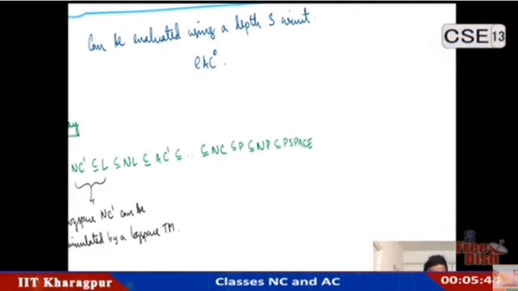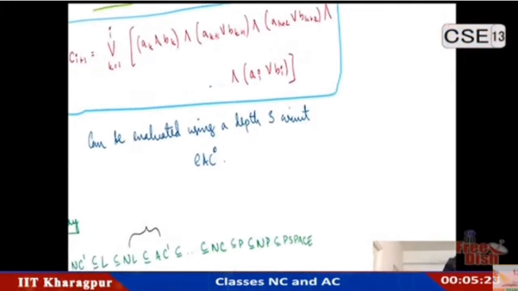You will start the second machine, and whenever you need an input from the output of the first machine, you will then run the first machine, and so on. So that's the idea over here. L is contained in NL, which is something we know. NL is contained in AC1. This is because of something that we have seen already.